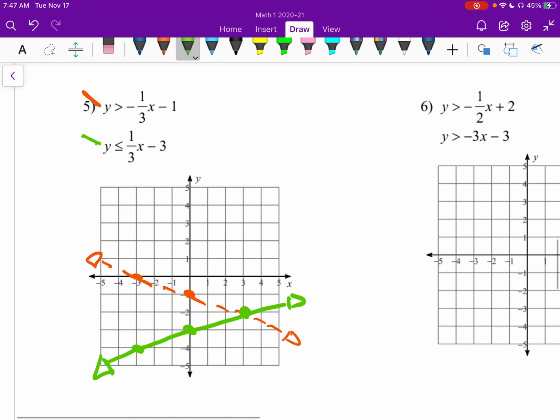Oh, and I forgot again to plug in the orange line. We'll plug it in now. So here's the origin. The origin is 0, 0. I think I've been using those words interchangeably, but they mean the same thing. So I'm going to plug in 0, 0 for the orange one. I'll say 0 is greater than negative 1/3 times 0 minus 1. So 0 is greater than negative 1. Well, that's a true statement. So the orange one is shading up.